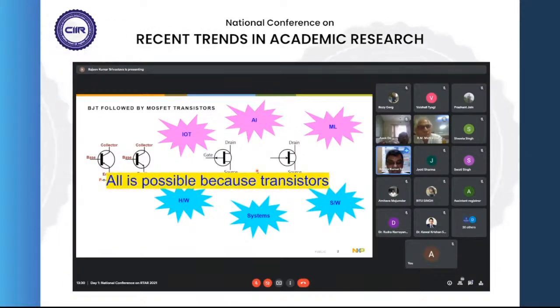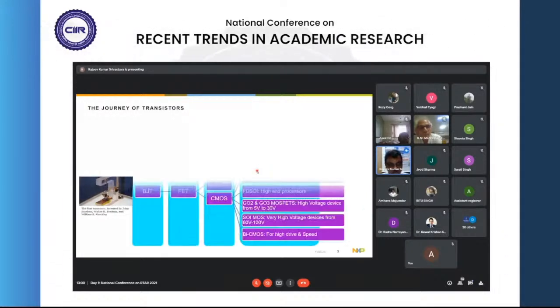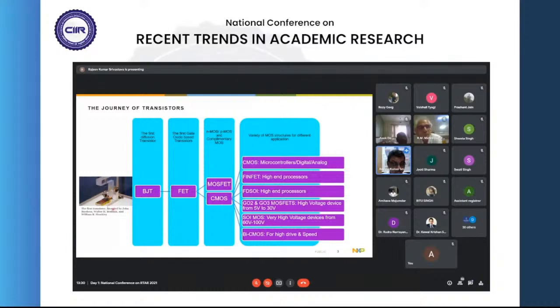Now, let's move on to the journey of transistors. I will go from a different path. If you see, this was the first transistor, invented by William Shockley long back. Now we have BJT, then FET, then MOSFET, then CMOS. And I don't know whether you are aware, but in CMOS also we have different types of transistors. Of course, basic CMOS is for microcontrollers and digital and analog, which you all see, and a lot of you must be using it or studying it in your colleges or practicing it in your research.